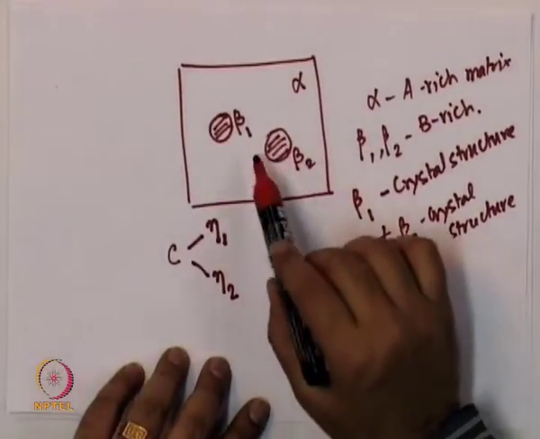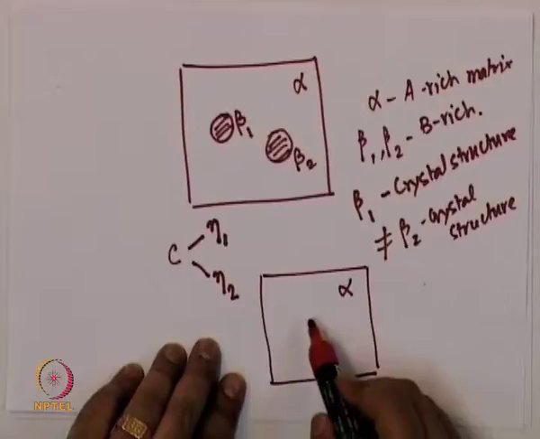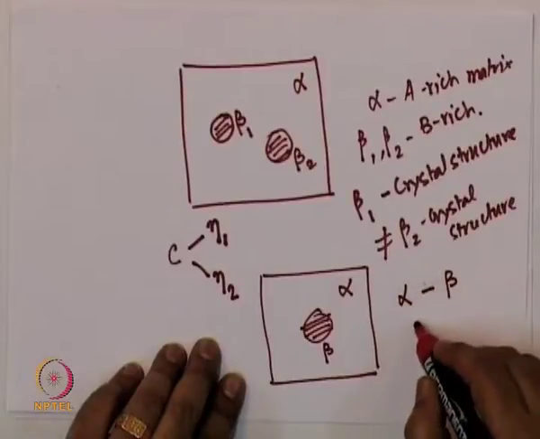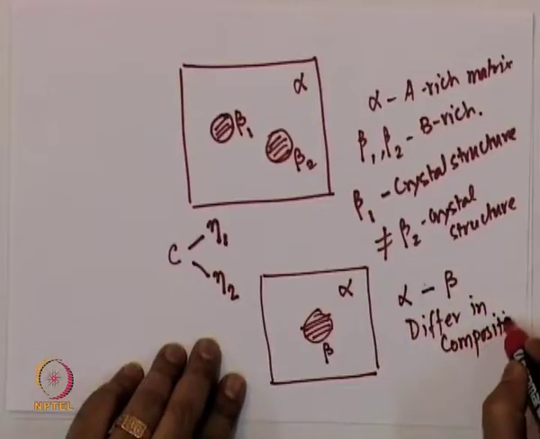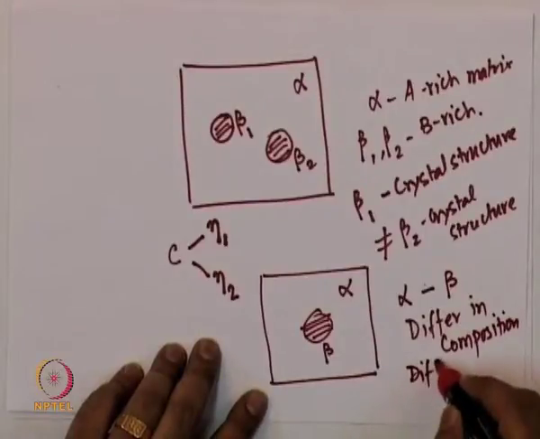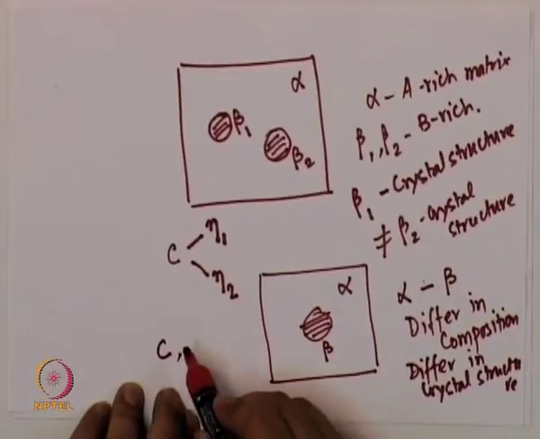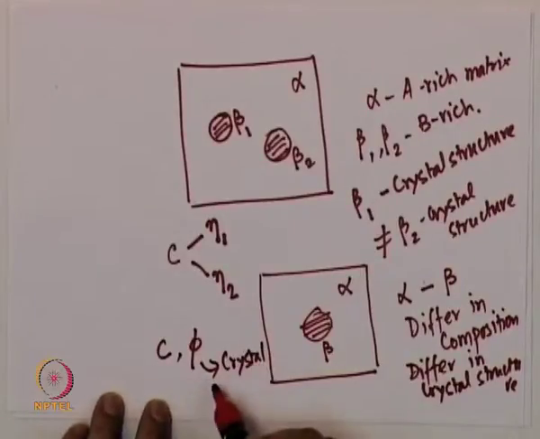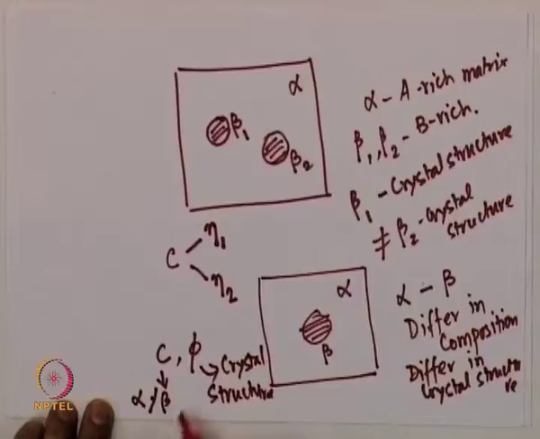So, if we reduce it to 2 order parameters, for example, I can think of a situation where I have alpha and I have beta, okay. Alpha and beta differ in composition, and let us say they also differ in their crystal structure. So, then I need C and some phi, phi to refer to the crystal structure and C to refer to the alpha or beta phase, okay.